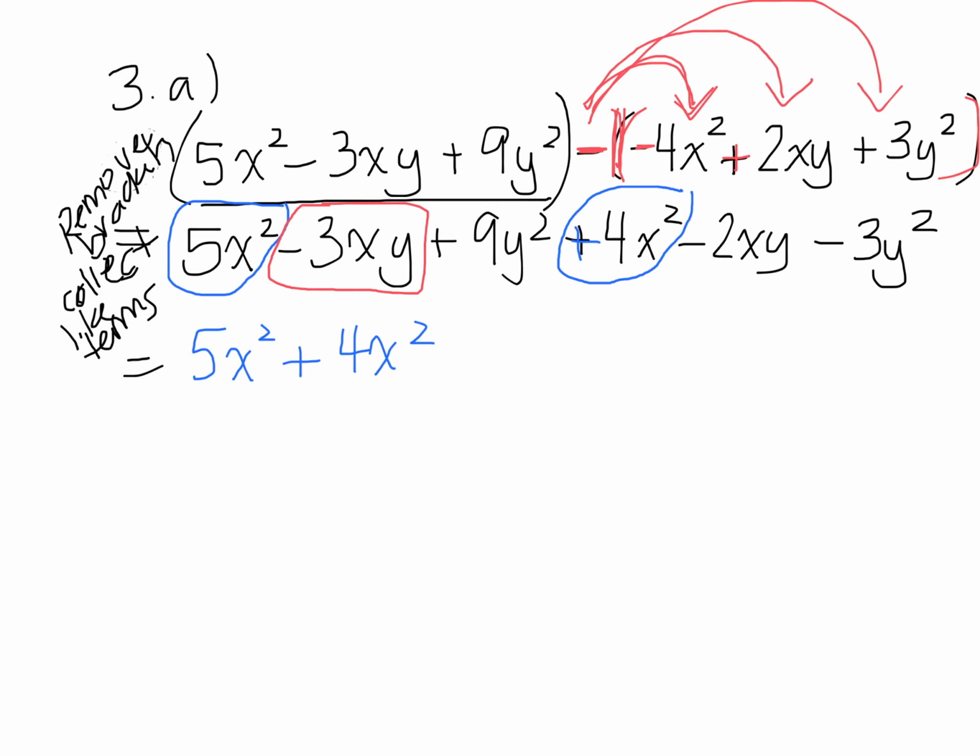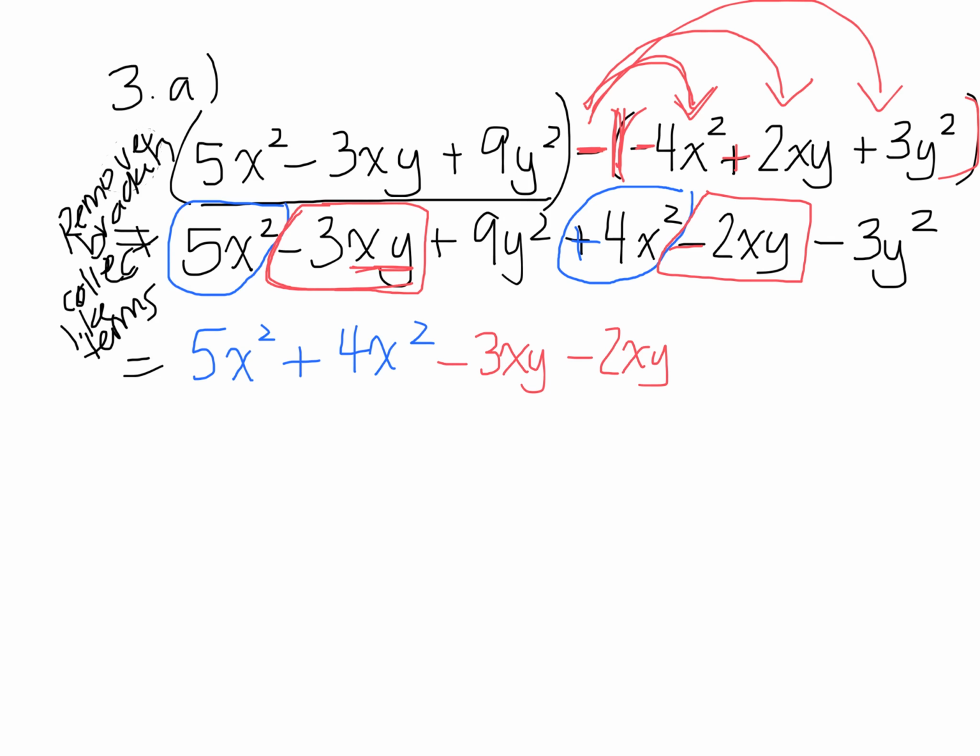Negative 3xy is my next term in order. Right? So we have a negative, we have xy. Which other term here only has xy? Positive or negative? Negative. Okay, so that's the next thing I'm going to write. I'm going to write negative 3xy, and I'm going to write negative 2xy. I can combine those terms together. I'm combining my like terms.